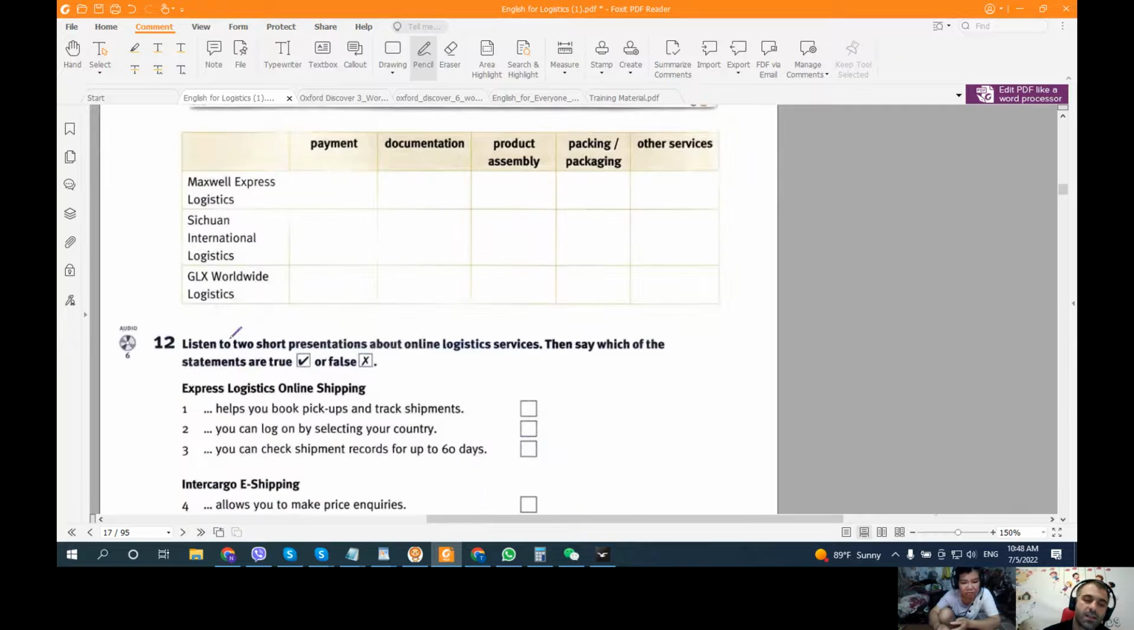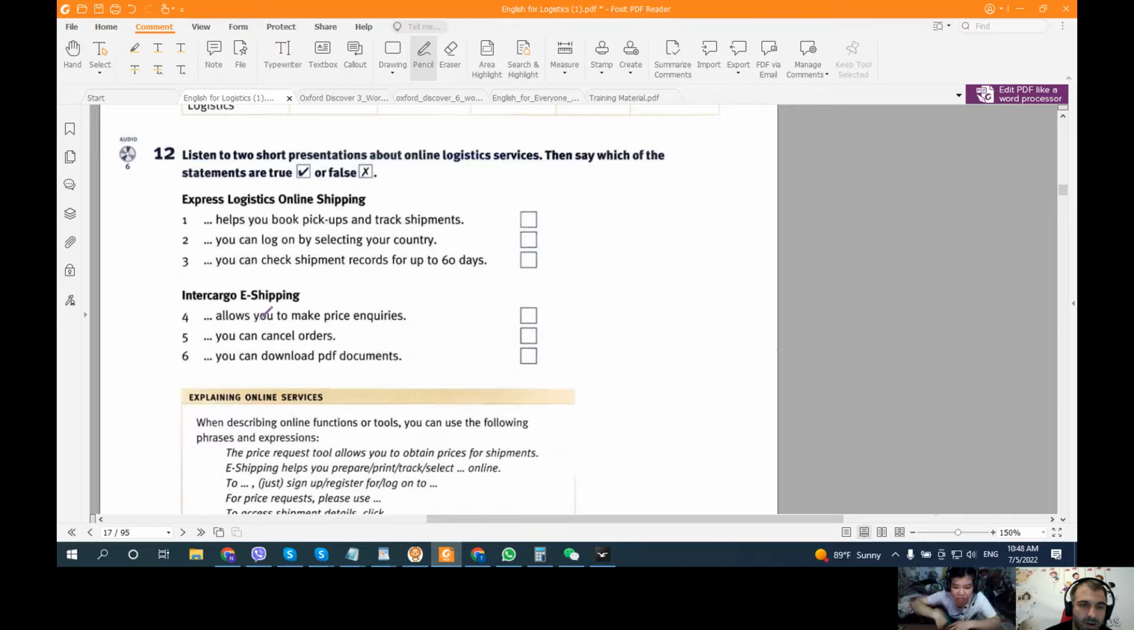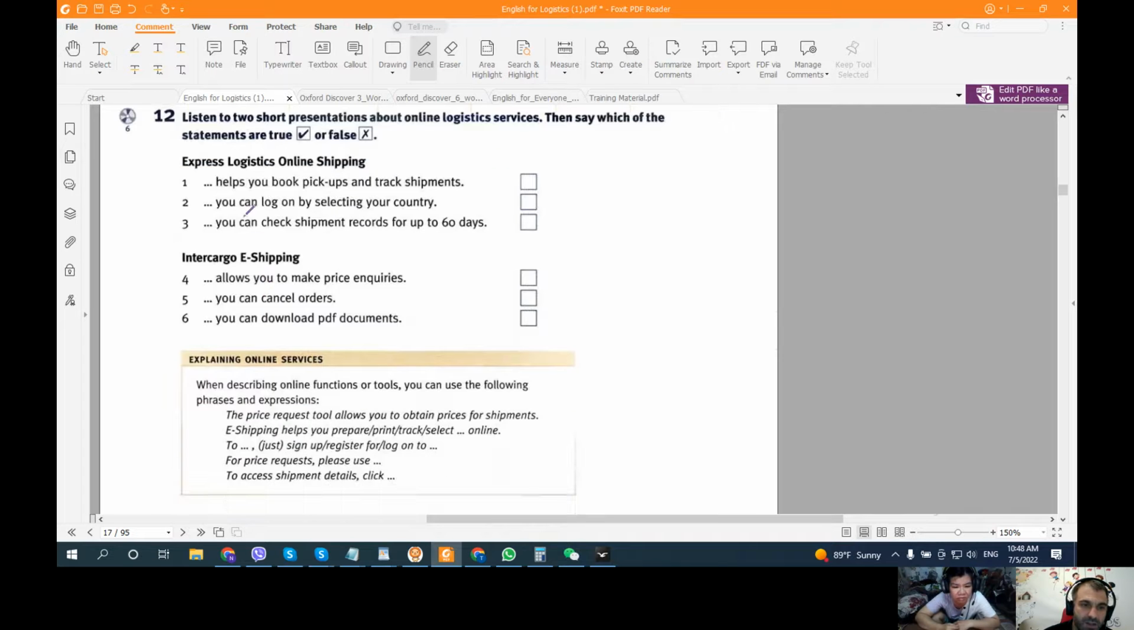Okay, now let's see. We have here a short presentation about express logistics online shipping. Now what do we have? We have these three examples. Can you please read these three examples for us? Express logistics online shipping helps you book, pick up, and track shipments. You can log on by selecting your country. You can check shipment records for up to 60 days. Okay. So it helps you book, pick up, and track shipments.